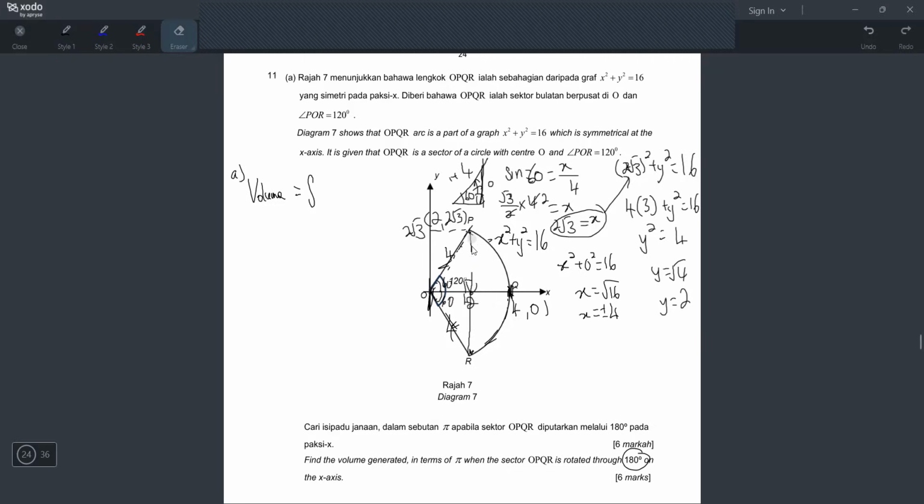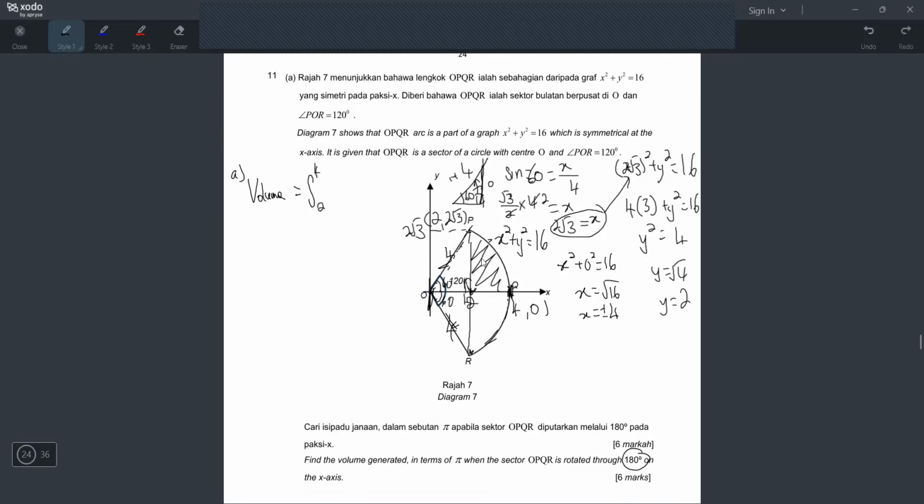So let's erase this. All right, so this one is the point P. So if this is 2, now I can integrate. Now I can find this area. So I'll integrate 4 until 2.